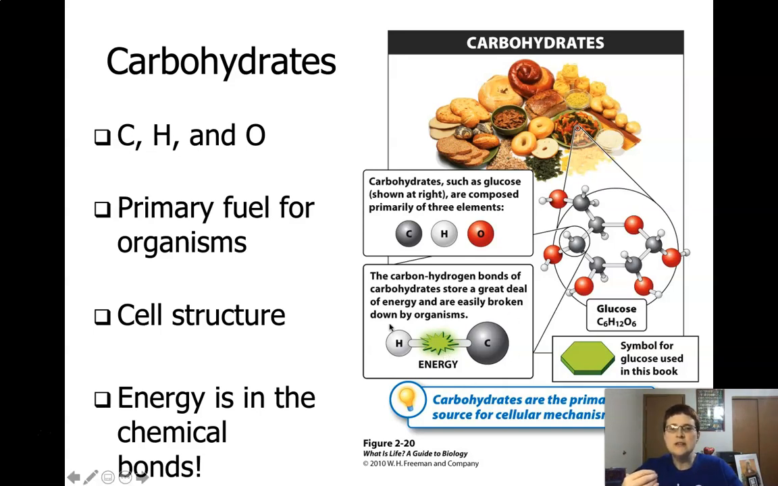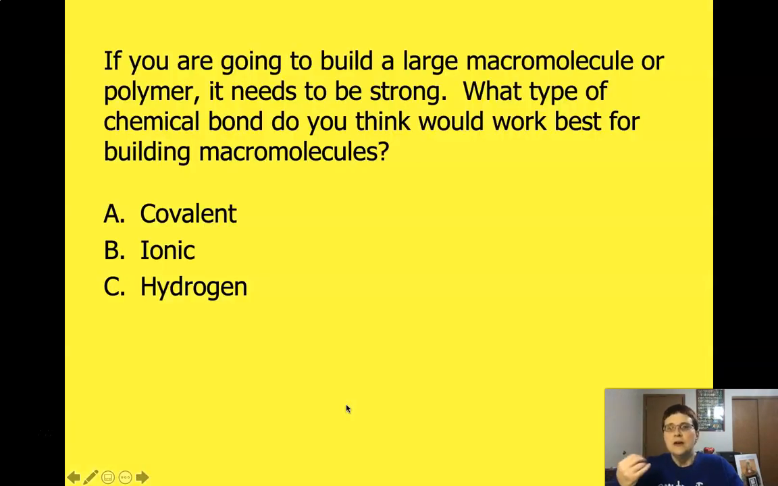Then the question is, what kind of bonds are these? If you're going to be building a large macromolecule or polymer, it needs to be really strong, right? What type of chemical bond from our previous lectures would you think would work best for building macromolecules? Covalent bonds, ionic bonds, or hydrogen bonds?